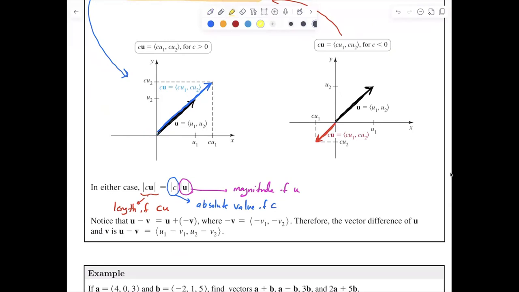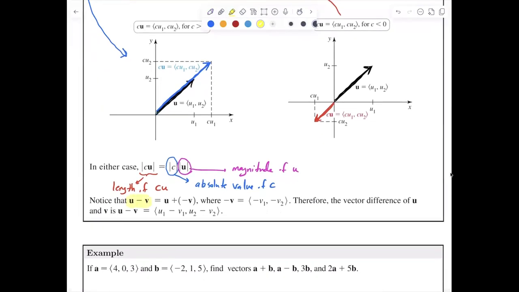And we have a nice observation here. u minus v is nothing but u plus negative v. And negative v is basically the scalar multiplication of -1 times v. This is the opposite of vector v. So if you have a vector like v, negative v is going to be in the opposite direction of vector v with the same length. So the vector difference of u and v is basically the addition of u and the scalar multiplication of -1 and v.